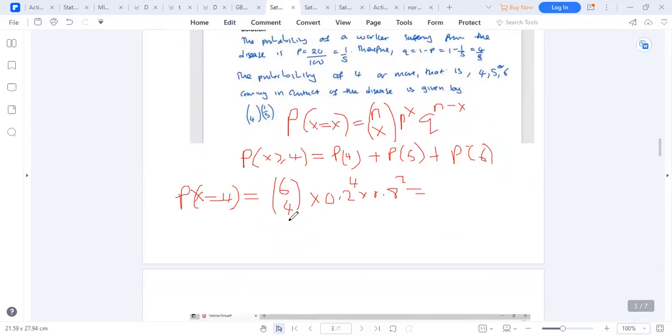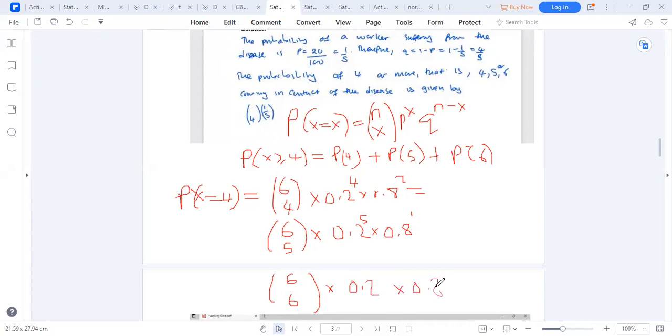Okay, the other one, 6 combination what? 5. Right, so here we have 0.2 times 0.8. Here we have 5, and here we have a 1. Then finally we have 6 combination 6. Going to multiply. Here we have 0.2, and here we have 0.8. We put the 6 there, and we put the difference there.